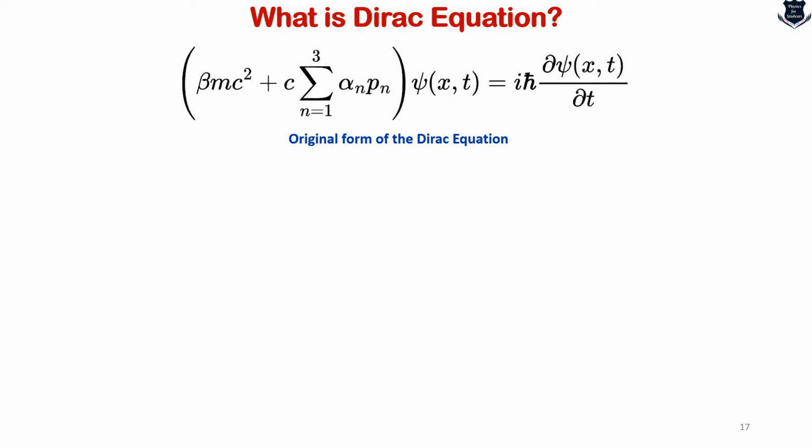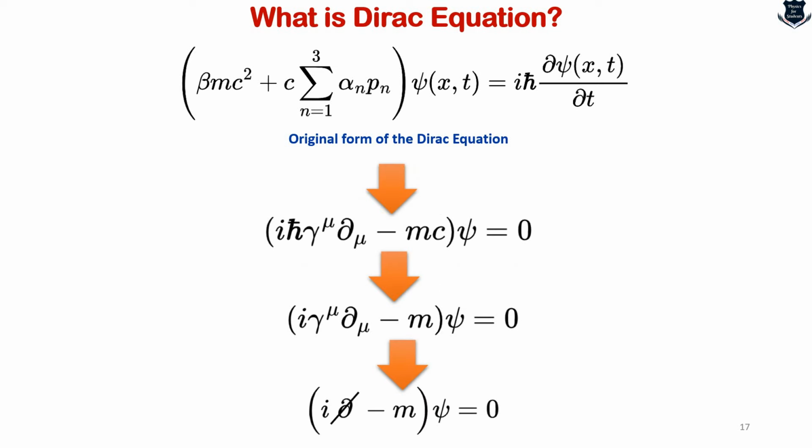Now, first of all, let us look into the original version of the Dirac equation. Don't worry about those signs, because I'm going to take a modified version of this and explain it to you. This was the original form, which can be written like this, or using what is called Feynman's slash notation, it can also be written as this. Each of these is the Dirac equation used in different notations.